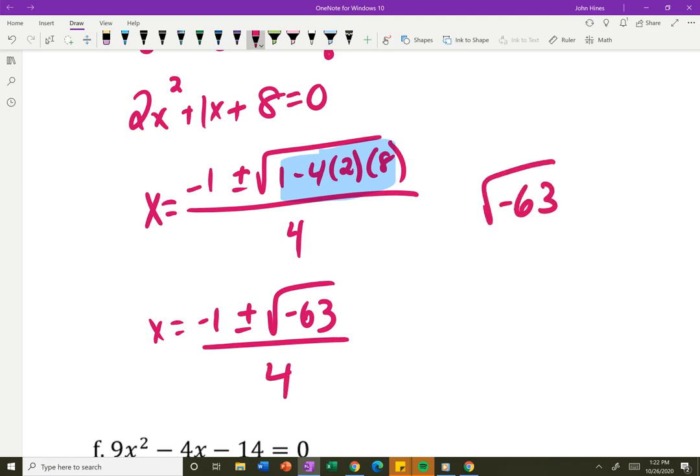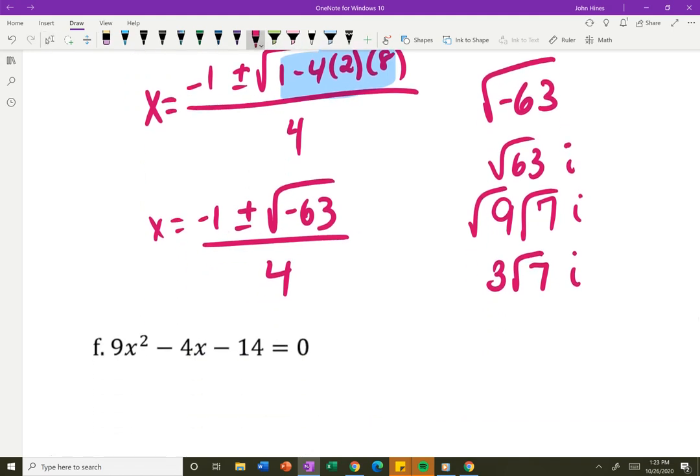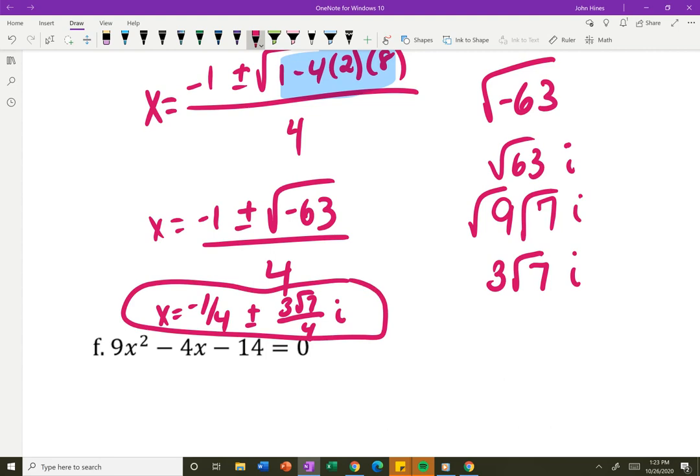When I see negative 63, first of all, I'm taking out that negative 1. And then 9 times 7, that's 3 radical 7. So my final answers are x equals negative 1/4 plus or minus 3 radical 7 over 4 i. And again, there's nothing I could really simplify there, but that is my final answer.